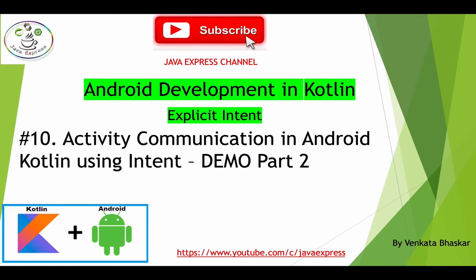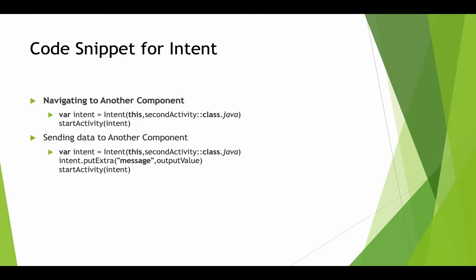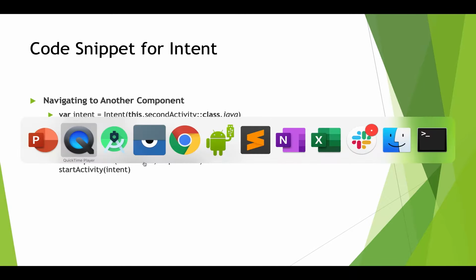Today we'll discuss the second part of Intent. In the previous section I explained the code snippet for navigating to another component. Now in this section we will see how to send data to another component. If you want to send data, the lines are the same but you need to add some extra content in your main activity. That is called putExtra. You want to put some message, some extra data you are sending, right? That message you want to send. How we can do that, we'll see today.